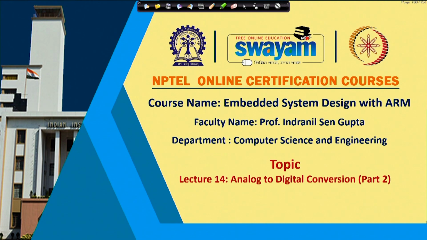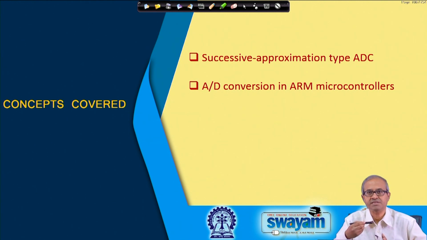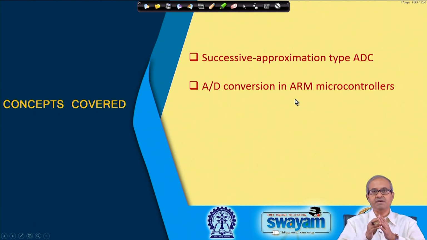We continue with a discussion on analog to digital conversion. This is the second part of the lecture, analog to digital converter part 2. In this lecture we shall first talk about another kind of AD converter, which is similar to the counter type or tracking type AD converter that we discussed in the last lecture, but is much more efficient in terms of the conversion time. And we shall be talking about what kind of AD conversion facilities are there in the ARM development board that we shall be using, that STM32 board.